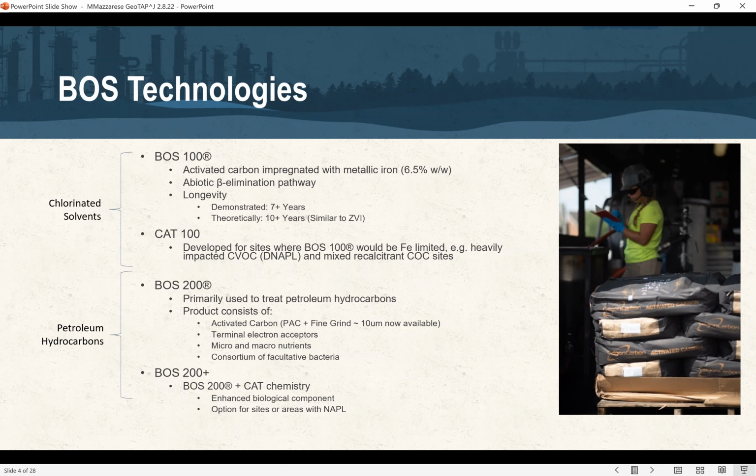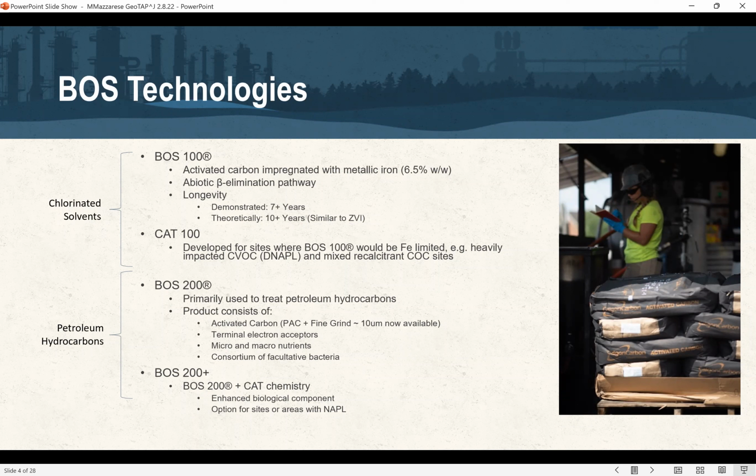BOSS 100 is an abiotic technology, similar chemistry to zero-valent iron. And the CAT 100 is a modified version where we add an electron donor and some bacteria. BOSS 200 is primarily for treating petroleum hydrocarbons.